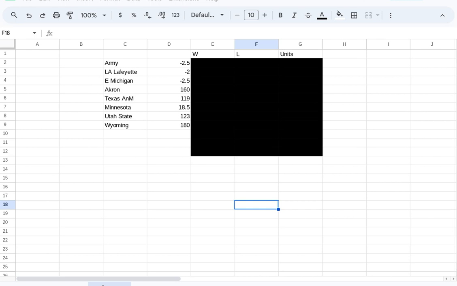Minnesota, we're getting 18.5 points, so we take the points there. Utah State was +3, so we'll take and play that on the money line at +123. Wyoming is +6, so we'll play them at +180. So basically, we are finished handicapping just that quick.